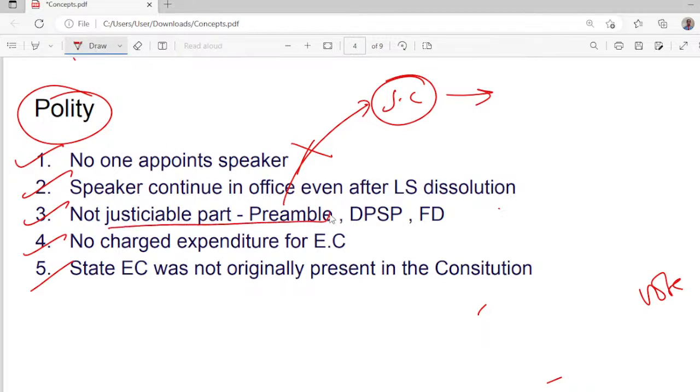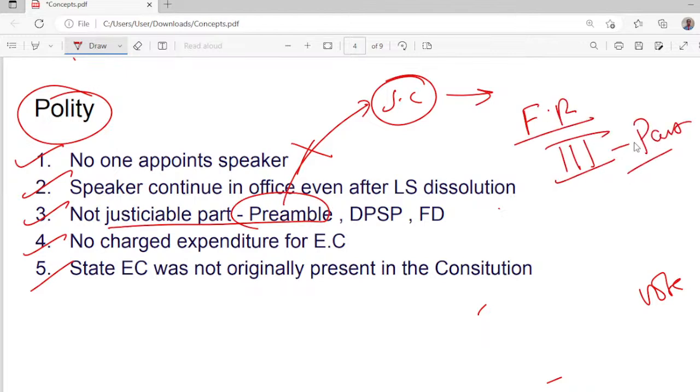Violation of fundamental right, FR, which is a concept under Part 3 of the Constitution. Whatever is mentioned in Part 3 is a fundamental right. In case of violation of a fundamental right, you can directly go to the Supreme Court under Article 32.